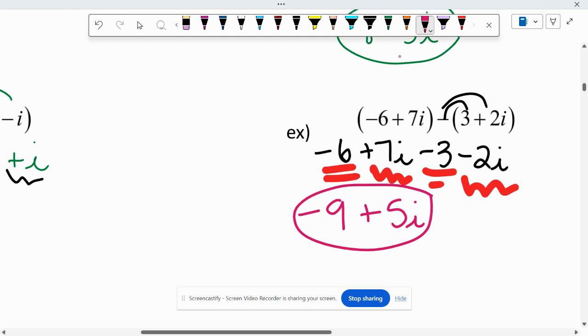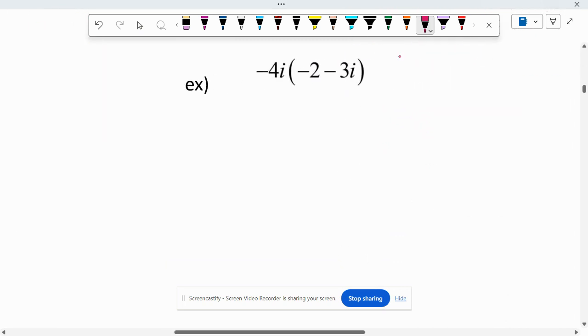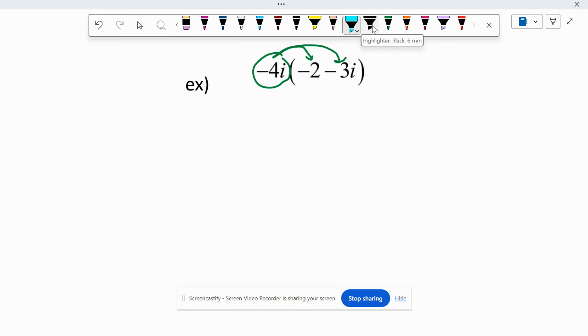Okay, we're going to do the next two, the last two on the right side. So here you have a term that's imaginary and it's getting multiplied through. So negative 4 times negative 2 is what? This is no different than taking negative 4x times negative 2, right? Becomes 8i. And negative 4i times negative 3i, well, negative times a negative is a positive.